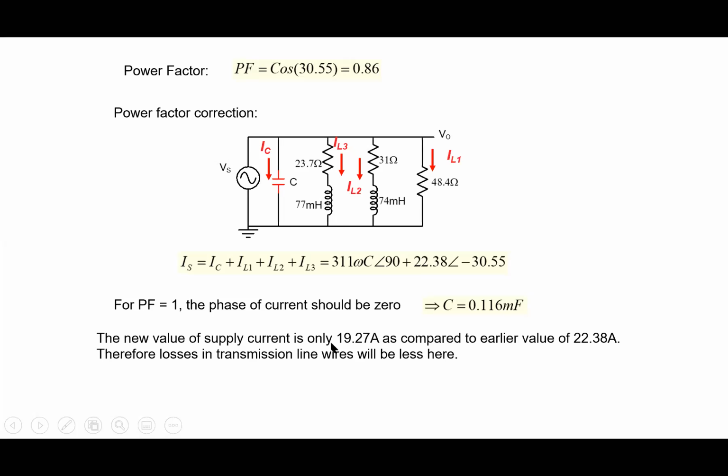So the net value of supply current, note that if you calculate the current, is 19.27 amperes here, as compared to the earlier value of 22.38 amperes here. So therefore, losses in transmission wires will be less here. You are consuming still the same power. The power which is dissipated here, here, and here remains the same, because all these things are in parallel. You're consuming the same amount of power, but from the supply, from the power station, you're only demanding 19.27 amperes here, instead of the earlier 22.38. And therefore, you're not causing wastage of power in the transmission lines here.